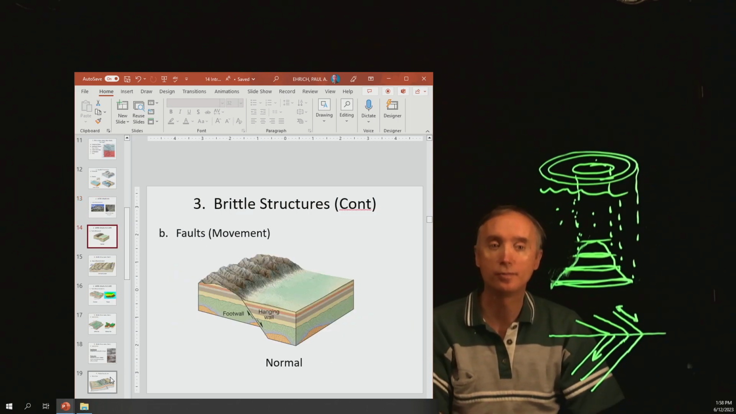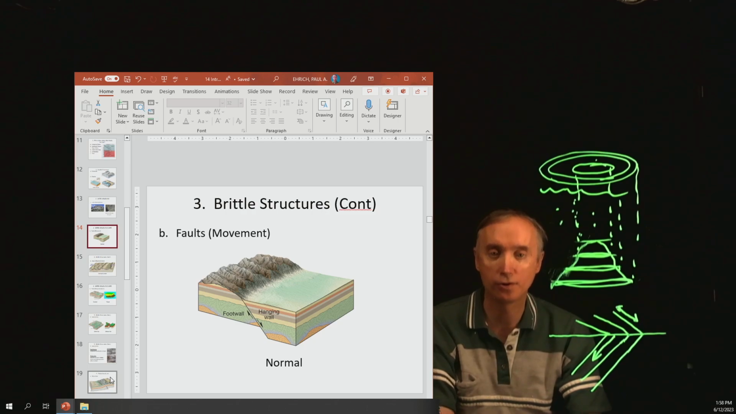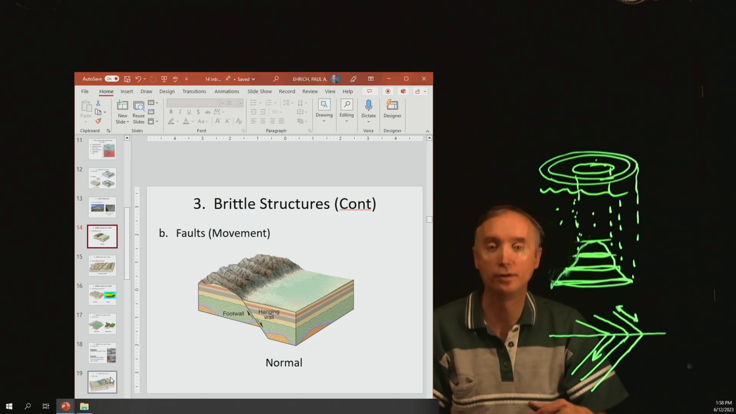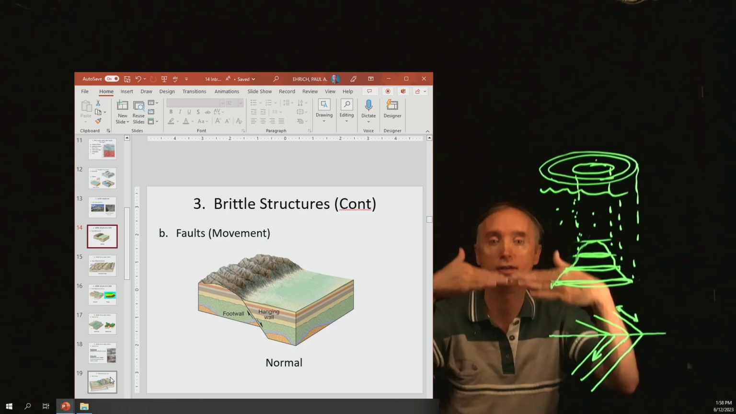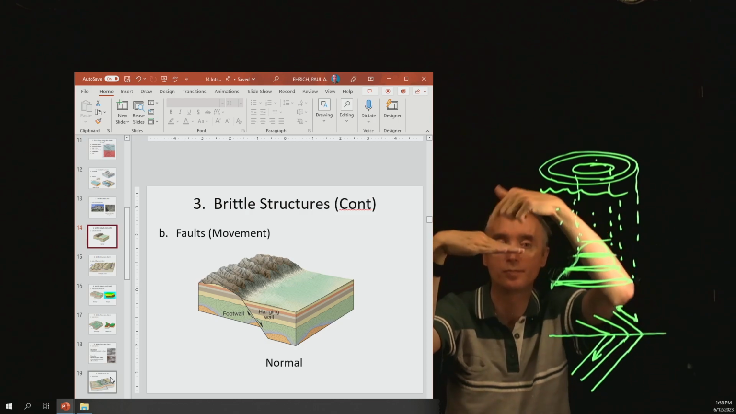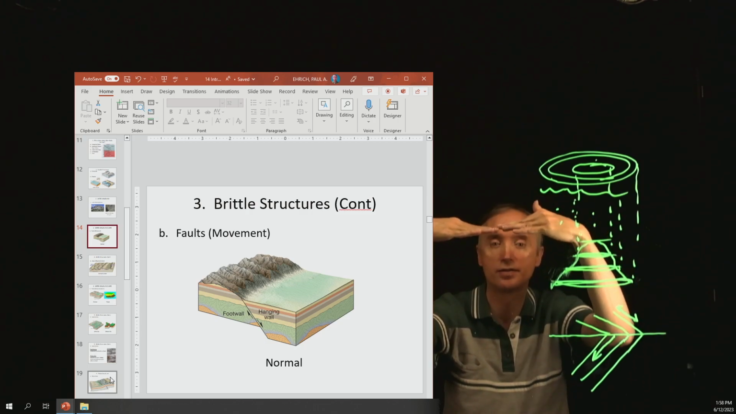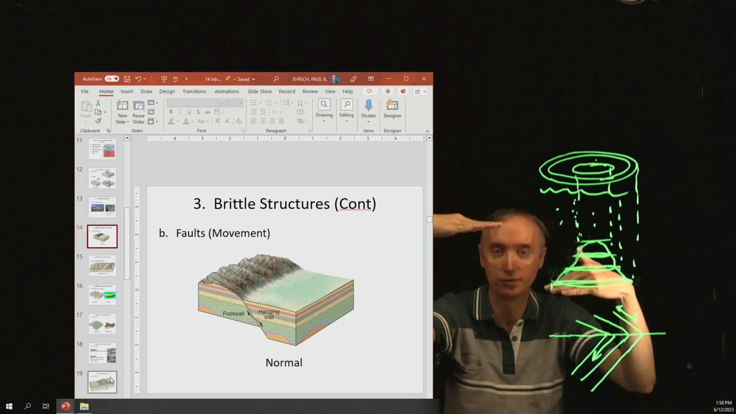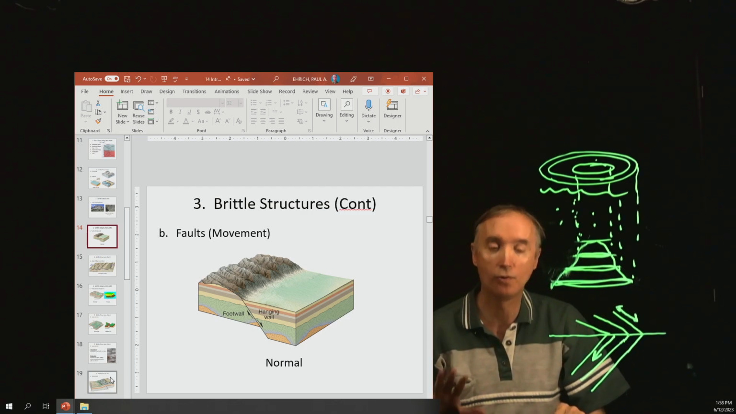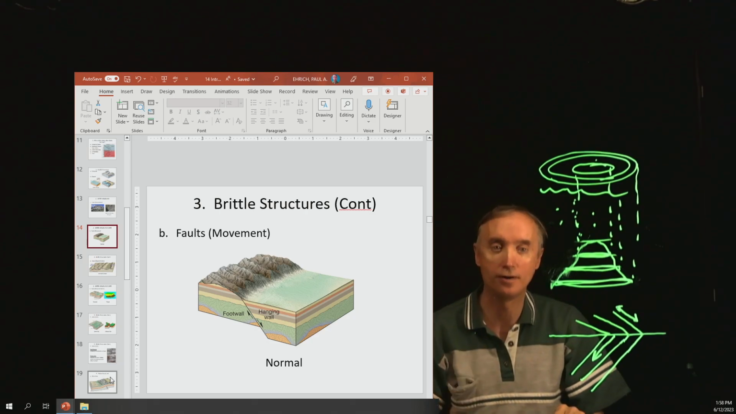All right, you should remember this from when we talked about earthquakes. One thing that can happen when a rock breaks is that one side can slide down with respect to the other side. That's going to be a normal fault. You should be able to identify a picture of a normal fault or be able to draw a picture of a normal fault.